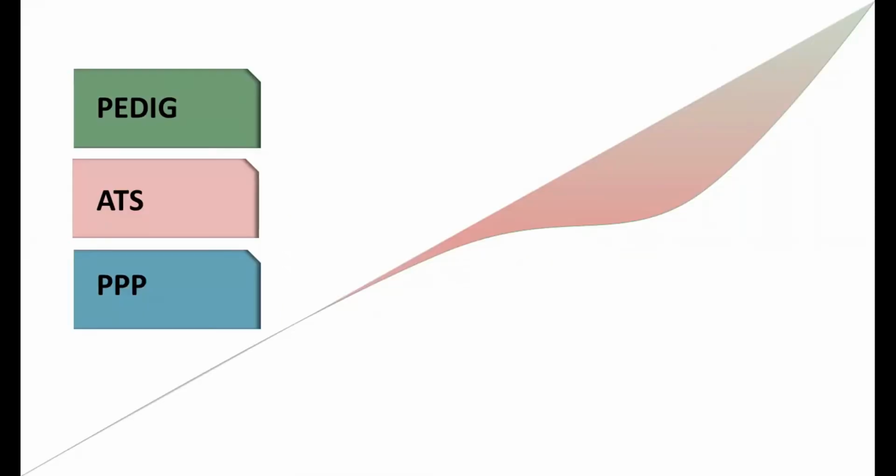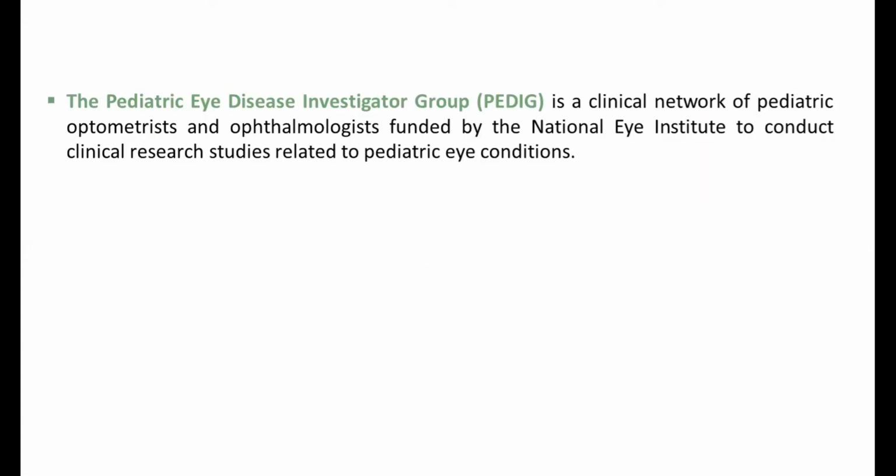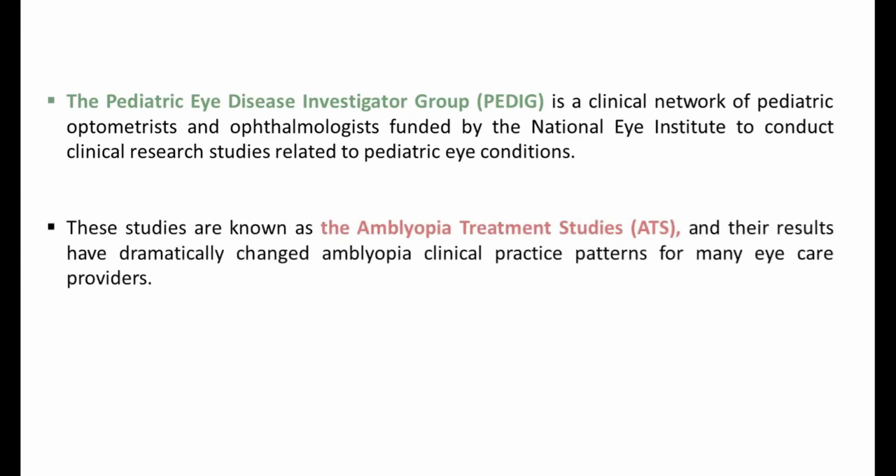Try to familiarize yourself with these acronyms. PEDIG is the Pediatric Eye Disease Investigator Group, a clinical network of pediatric optometrists and ophthalmologists funded by the National Eye Institute to conduct clinical research studies related to pediatric eye conditions. Most of the information I will present in this presentation was taken from these studies. They are collectively known as ATS, or Amblyopia Treatment Studies, and they are given numbers: ATS1, ATS2, and so on.